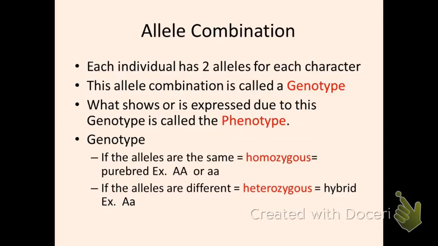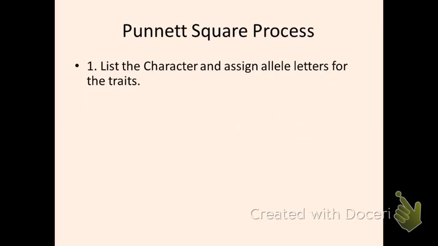Because we have 2 of each allele, our genotypes can be homozygous, which is also known as purebred. That means that the alleles are the same. Or they can be heterozygous or hybrid, and that means the 2 alleles are different. So we would have 1 uppercase and 1 lowercase allele.